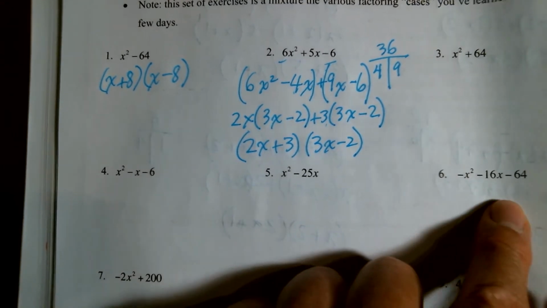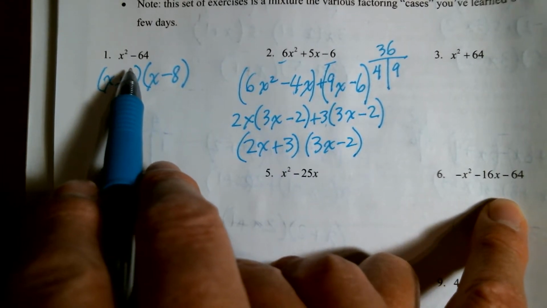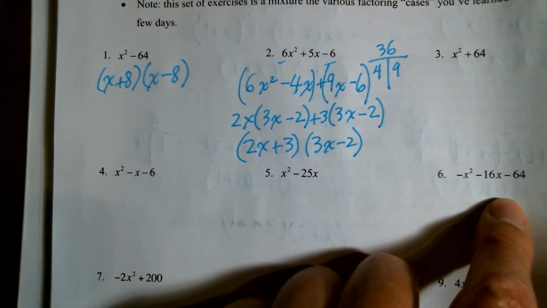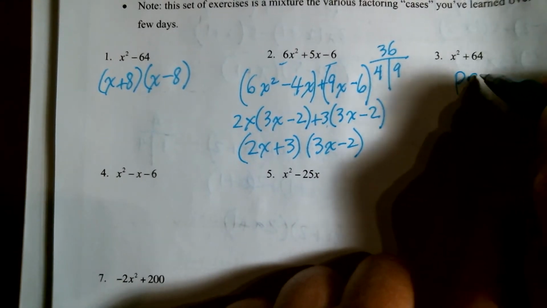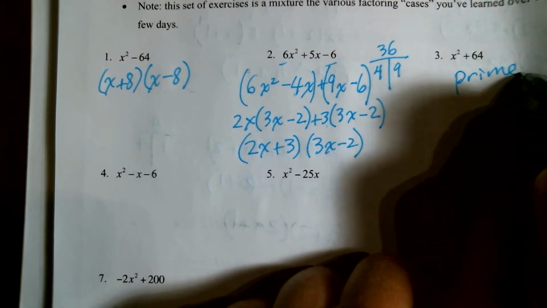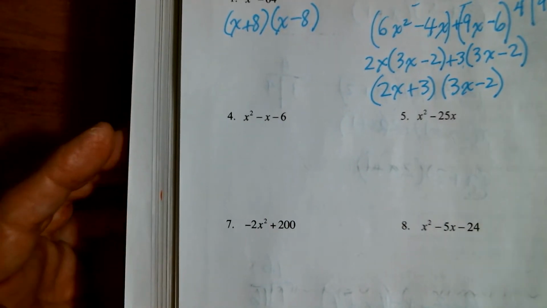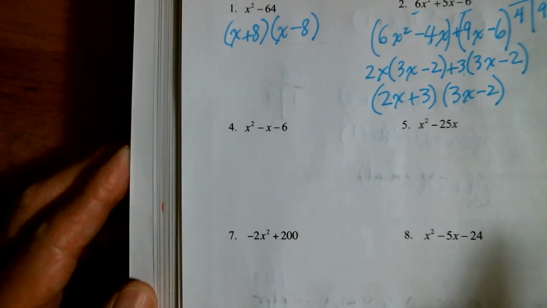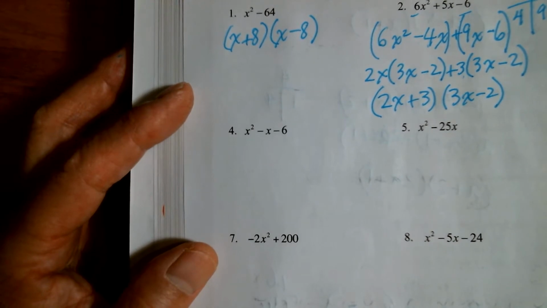Now this one is exactly like that except with a different sign. That is not factorable, so we're just going to call this prime. Right away, when you see something like that, don't even try and waste time. You see it, just say it's prime. That's it. Pow. Don't have to worry about it.